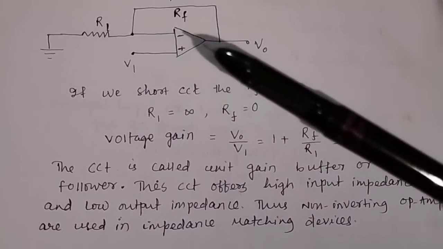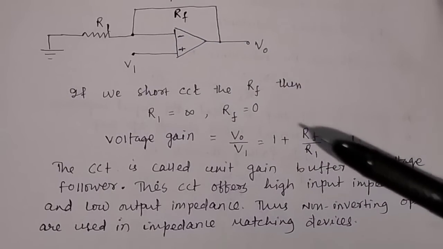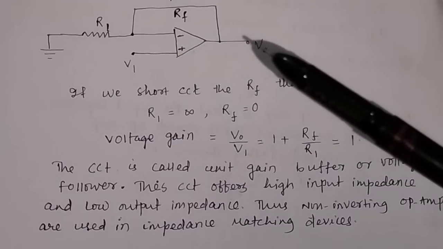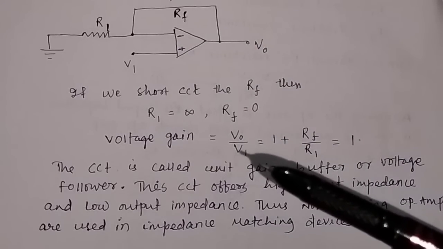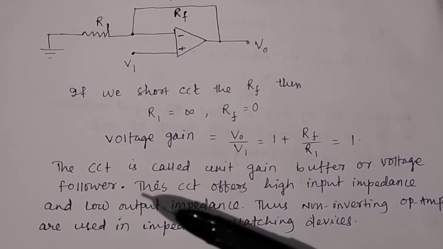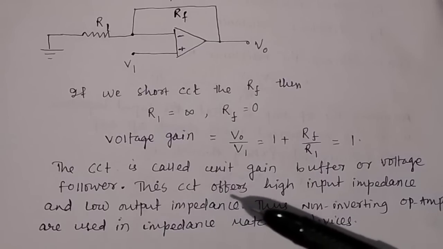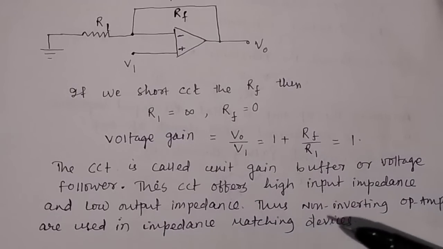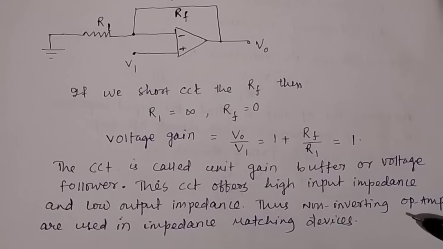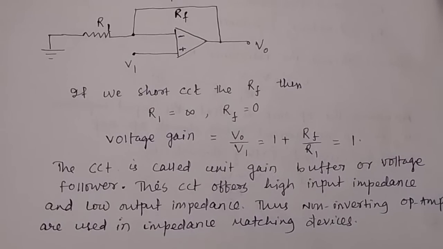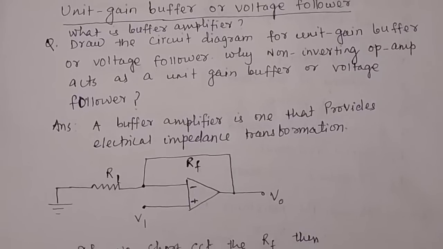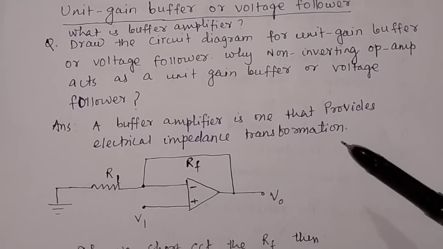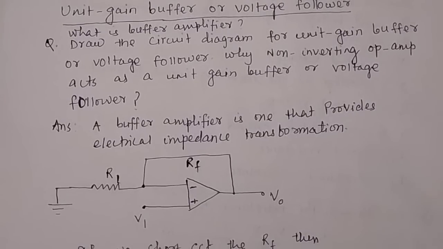Why buffer? Because there is only transformation of impedance. It is also called a voltage follower. Since input voltage is equal to output voltage, it is called a voltage follower. And this circuit offers high input impedance and low output impedance. Thus, the non-inverting operational amplifier is used in impedance matching devices. So these are the probable questions asked in the examination.